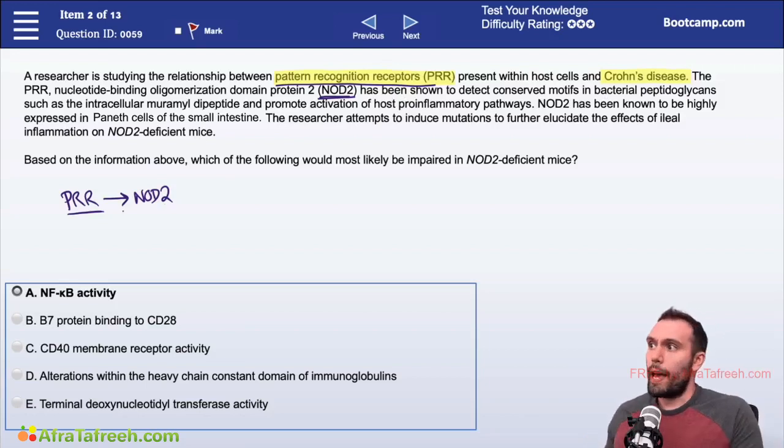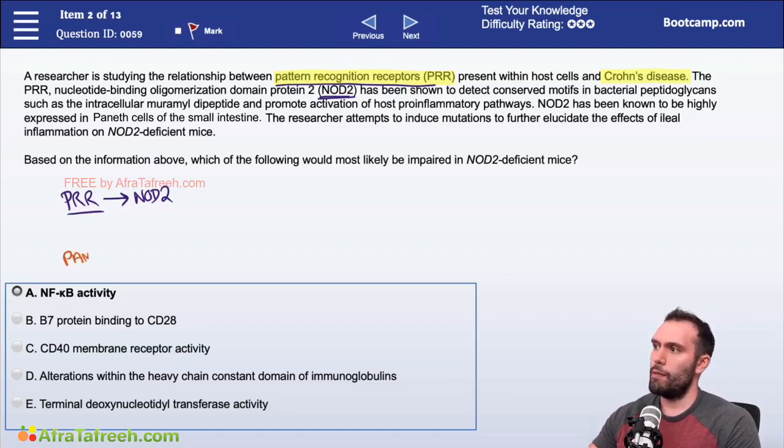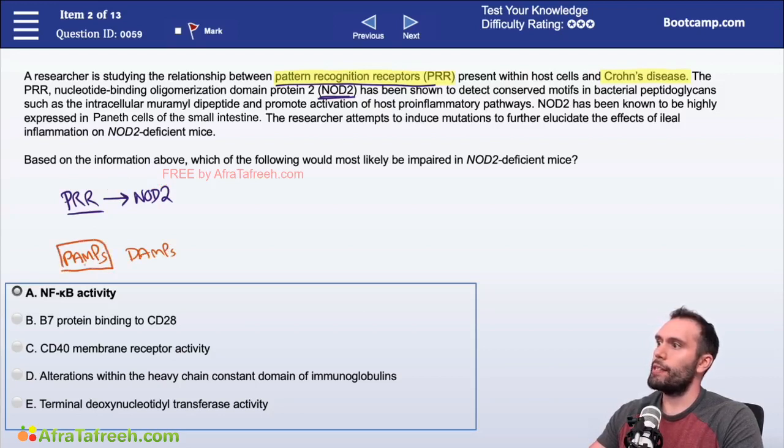Even if you didn't read that, you should know, from the video series we've just covered in this chapter, what pattern recognition receptors are and what they do. So pattern recognition receptors are going to recognize pathogen-associated molecular patterns, or PAMPs. They can also recognize damage-associated molecular patterns. So these receptors can recognize these very non-specific patterns in certain bacteria or viruses, for example.